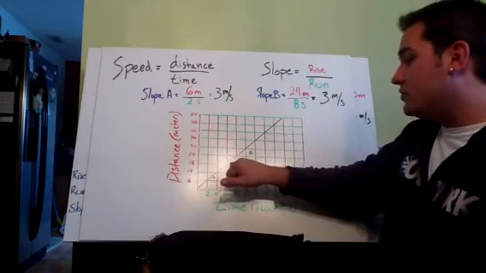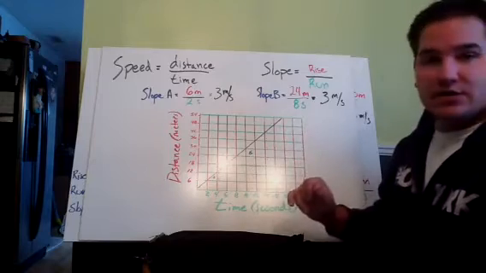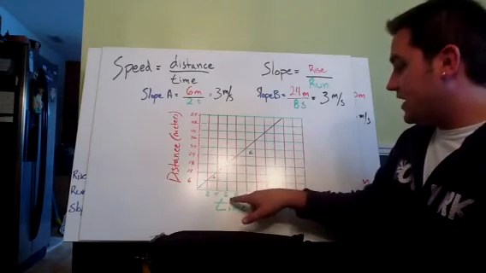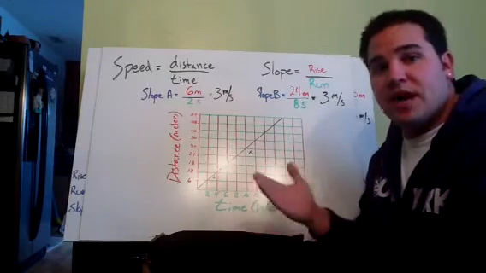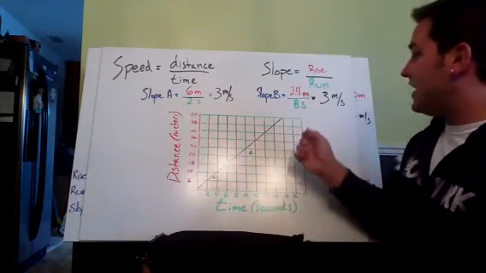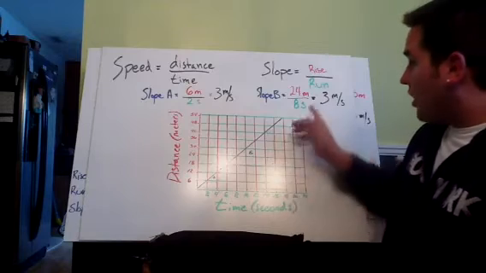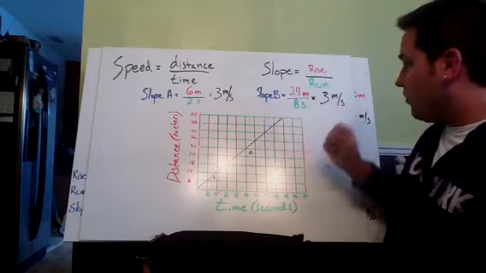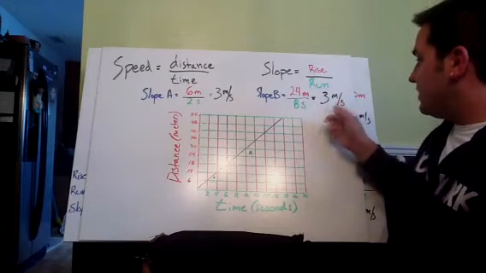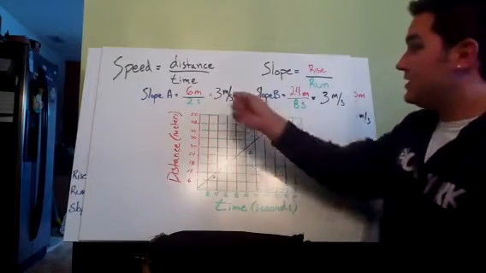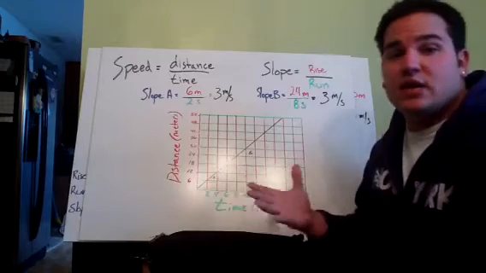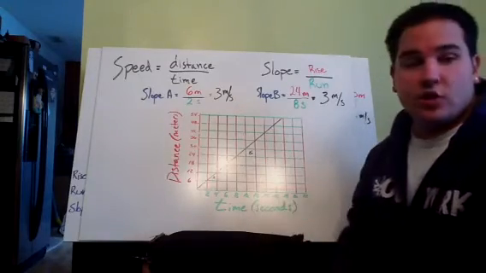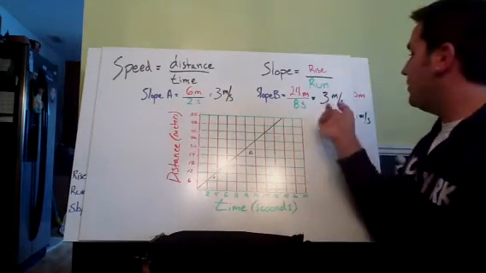And our run is 1, 2, 3, 4 blocks over, which is between times 6 seconds and 14 seconds. Just take 14 minus 6, gives us 8 seconds. So our rise is 24 meters over our run of 8 seconds, gives us 3 meters per second. Same as the slope for A is B. What does that tell us about the runner? It tells us the runner is going at a constant speed of 3 meters per second.